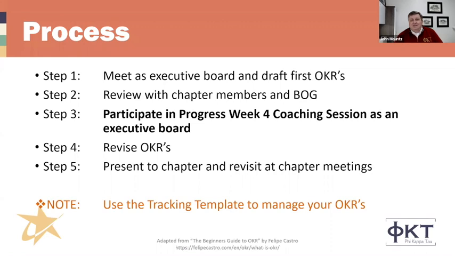Step 4, after that session, is to do another set of revisions, clean up the language, write it out, and agree as a chapter executive board: these are our OKRs for 2021. Finally, present them to the chapter and revisit them at chapter meetings. Make sure your responsible persons and or other officers report on what they have done to move the group towards achieving those key results. Note, we will be providing a tracking template in an Excel document for you to manage them, and we want you to use those.